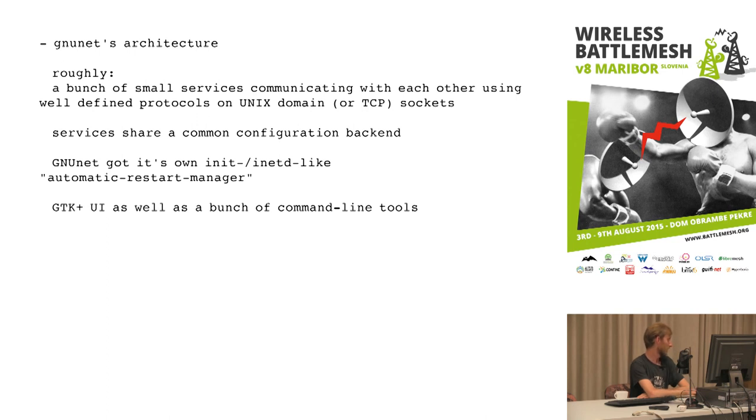All services and tools share a common configuration backend, so you basically have a single configuration for all the GNUnet stuff you're doing on one system. And it has a graphical user interface as well as a bunch of command line tools.